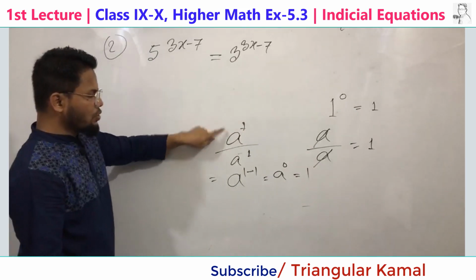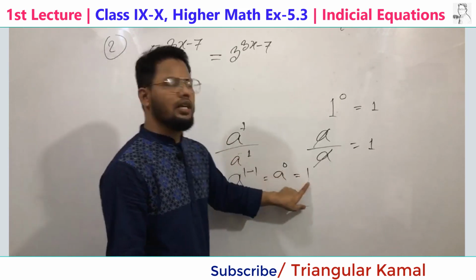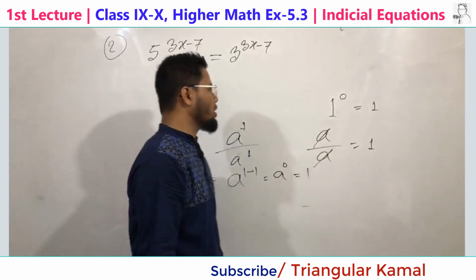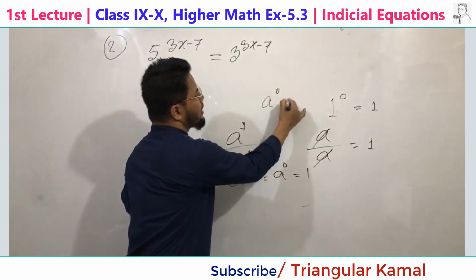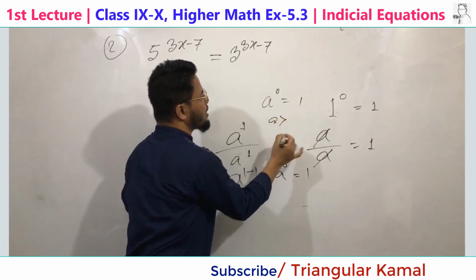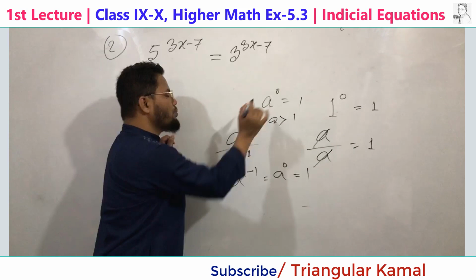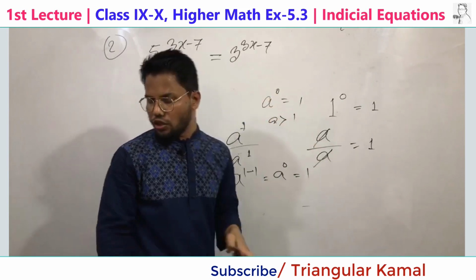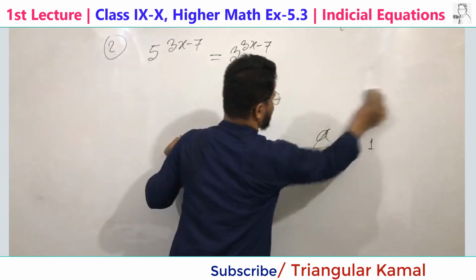So by using index numbers, we can write a divided by a equals 1. But normally we can do a divided by a equals 1. So basically we will apply a to the power 0 equals 1 when a is greater than 0. For any positive number, when its power is 0, then the total result will be 1. And using this formula, now we will do this one.